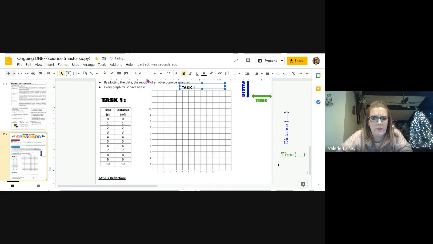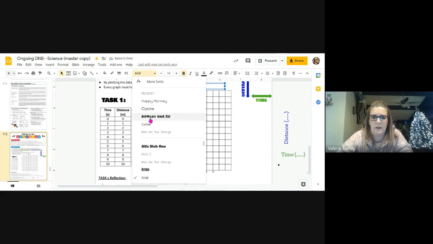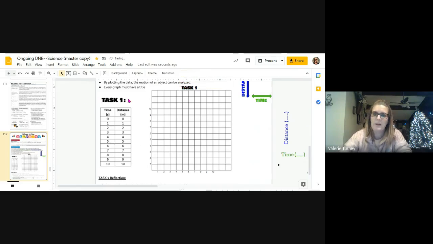And you could change it. I don't remember what font I used. Maybe it was this one. I don't know if you have that one or not. There we go. Task 1. So that is the title of our graph, because every graph must have a title.